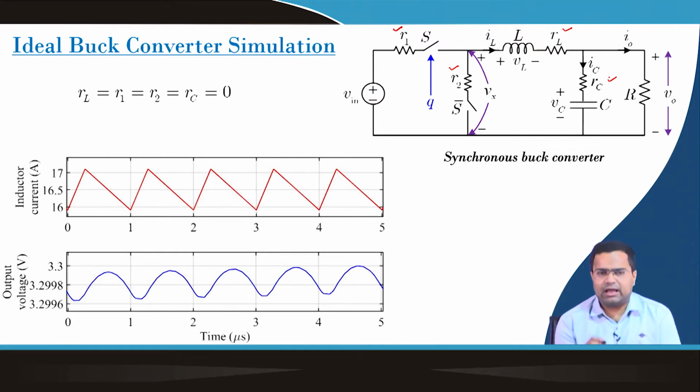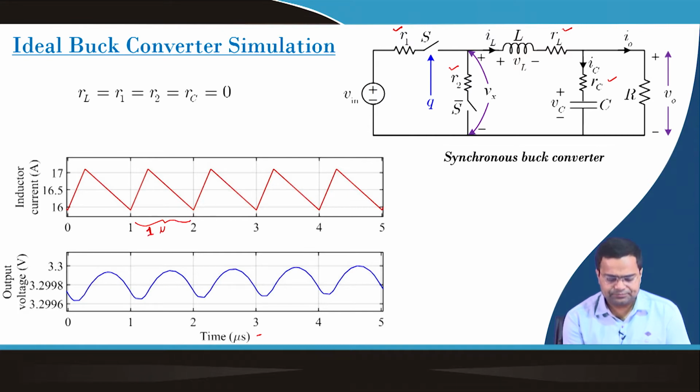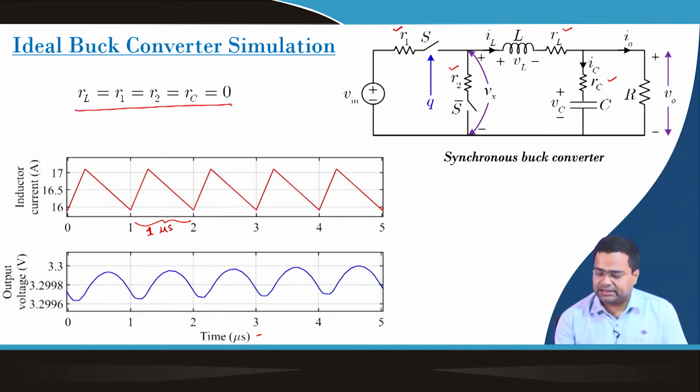So, in this case we have used a fixed switching frequency which is 1 megahertz, and it is a 1 microsecond time scale. You can see from here to here it is 1 microsecond. And since we have considered an ideal case, we set the duty ratio D equal to Vref by Vin, and here we consider Vref to be 3.3 volt and Vin to be 12 volt. So, accordingly the duty ratio is set.